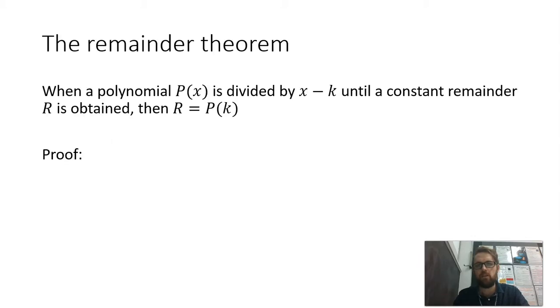So the remainder theorem is that when we divide a polynomial, p of x, that's our polynomial, by a linear term, x minus k, until there is a constant remainder r, then we can say that remainder r could have been found if you just put the k that we were dividing by into the p of x. So the remainder equals p of k. All right. You might not believe me, but let's have a quick proof of that.